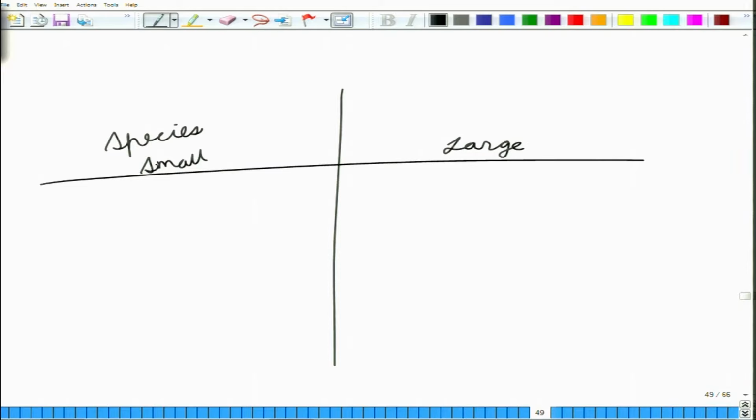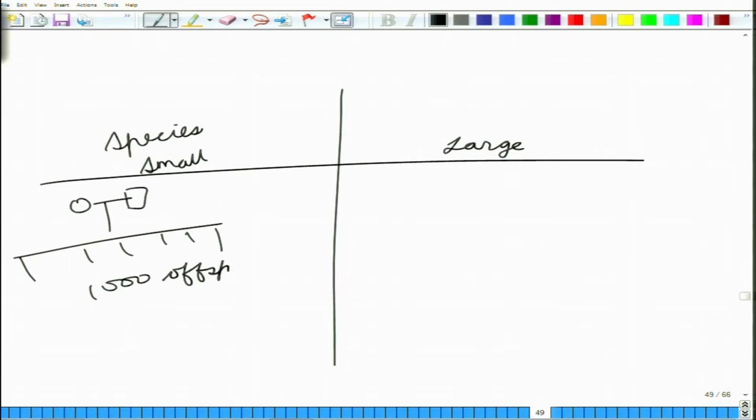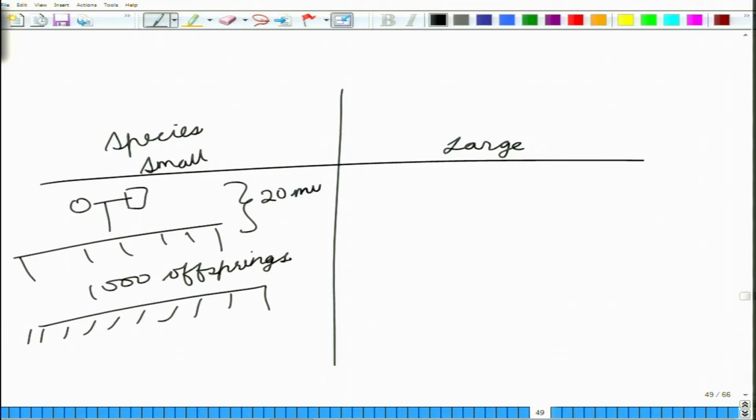Now, in the case of this small species, one pair of parents give rise to, say, 1000 offsprings, and these offsprings will then give rise to further number of offsprings, and the time between these two stages is, say, of the order of a few minutes or a few hours. So, let us consider the case of bacteria. E. coli takes around 20 minutes to perform a cell division.